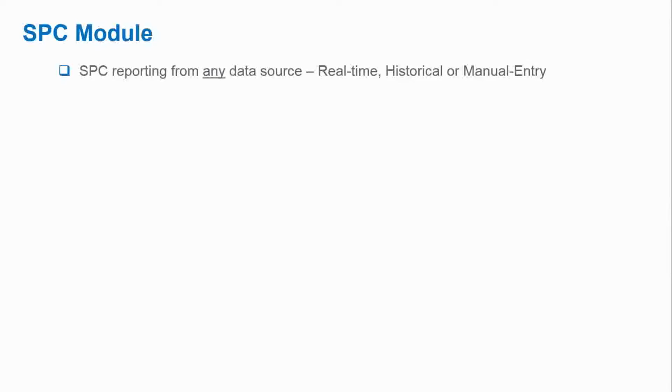The SPC Module is a new add-on option in Dream Report for performing SPC reporting on any data source, whether the data source is a real-time source such as a SCADA system, HMI, or directly from a PLC. From any historical data source such as a process historian or HMI historical log files, from any open data source such as SQL databases or CSV files, or manually enter data using Dream Report's Web Manual Data Entry feature.